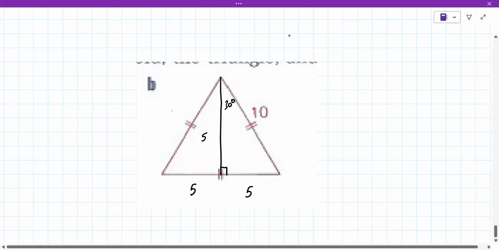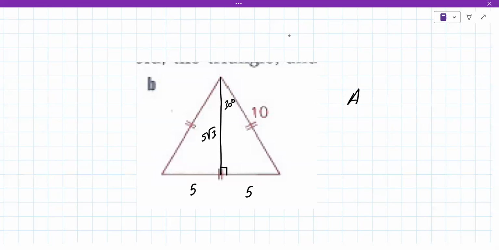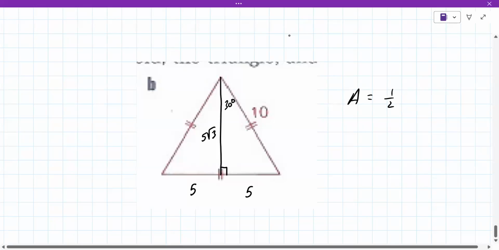Okay. And so also, if they're asking for the area, you could do the root 3 over 4 times the side squared. Yeah, that's where I was going. It's 1/2 base times height, 5 root 3. So it ends up being 25 root 3.